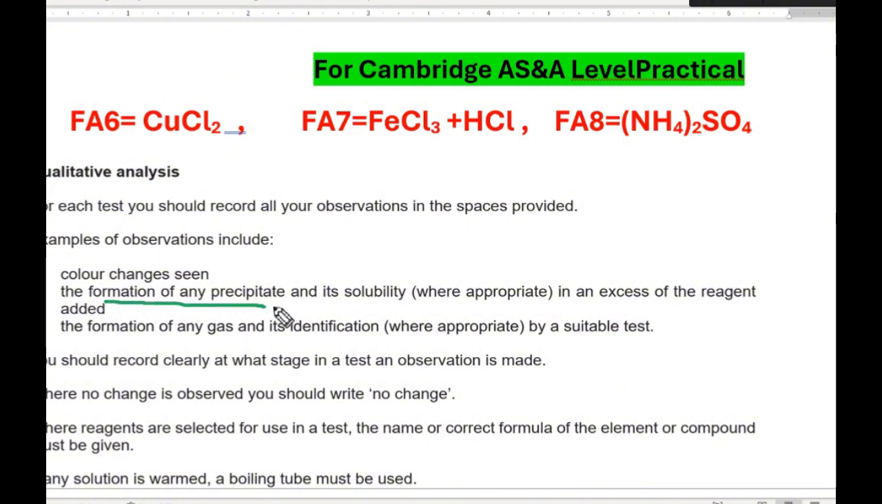The formation of any precipitate, if any precipitate is formed, you write what color precipitate, you first mention that. Then on adding excess sodium hydroxide, this precipitate dissolves or not. If it dissolves, you write precipitate dissolves, and you also write what color solution. If colorless solution is formed, you will write precipitate dissolves and colorless solution is formed. If precipitate does not dissolve, you can write precipitate does not dissolve or precipitate is insoluble.